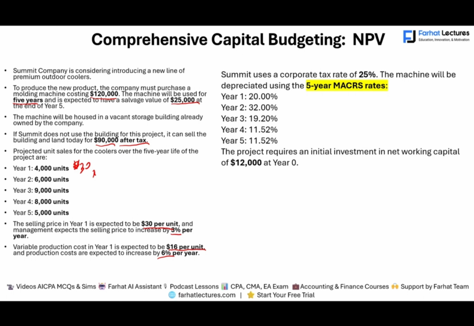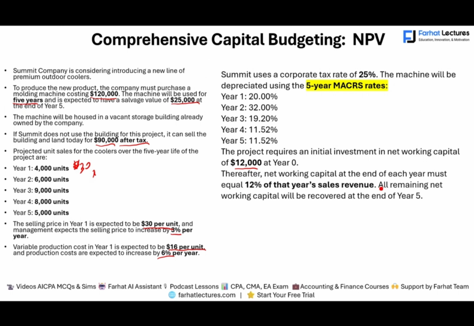The project requires initial investment in net working capital of $12,000 at year 0. So we need additional supplies, inventory, equipment to start the project. And after that, net working capital at the end of each year must equal 12% of that year's sales revenue. Also, we need net working capital throughout the years, and we estimate it to be 12% of sales for that year. And all remaining net working capital will be recovered at the end of year 5. Great. The required rate of return on this project is 10%, so we need to earn 10%.